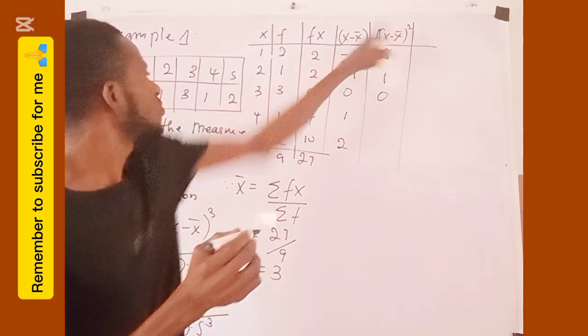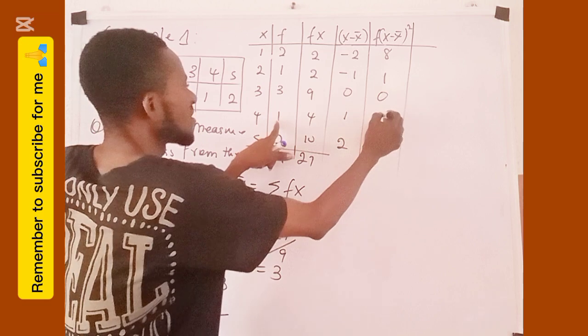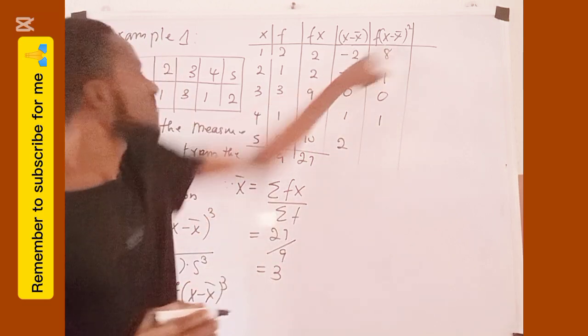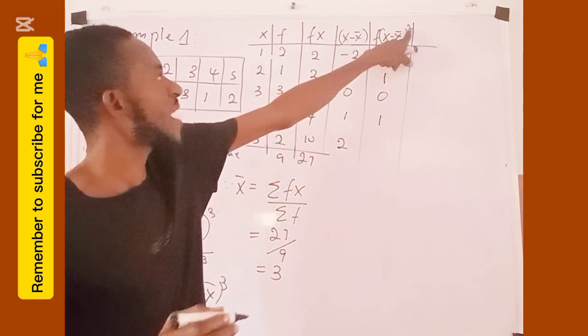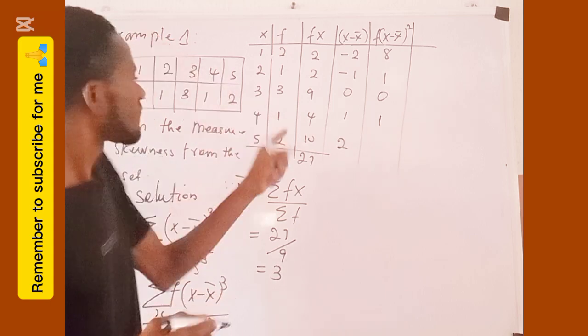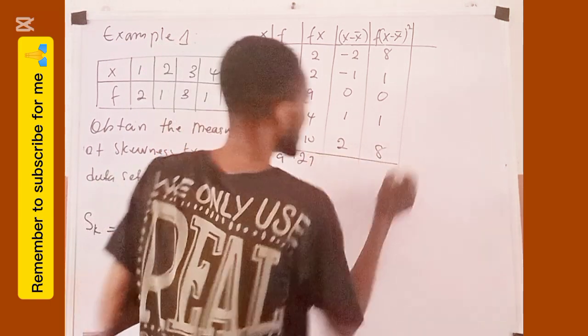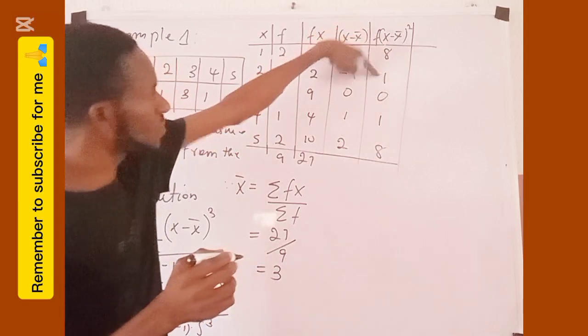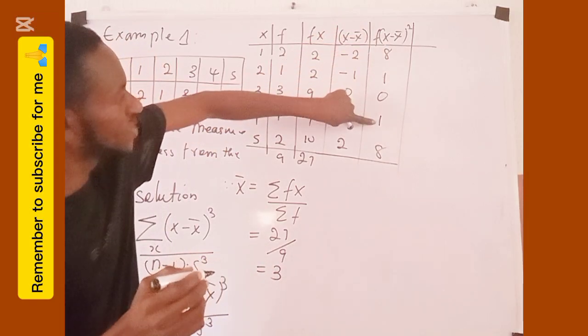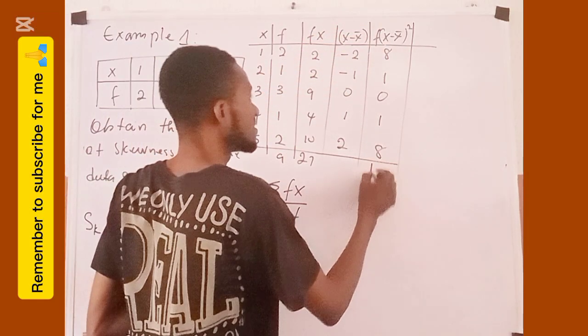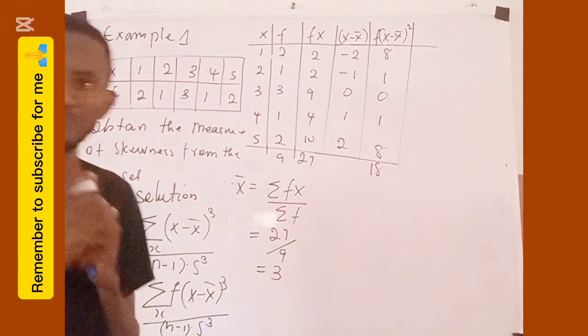Here is my 1. 1 raised to power 2 is 1. Multiplied by this frequency will give me 1. Here is my 2. 2 raised to power 2 here will give me 4. 4 multiplied by 2 here will give me 8. So I have 8. I will extend this. If you sum this to this will give me 9. This will give me 10, and this will give me 18. So this is my 18.